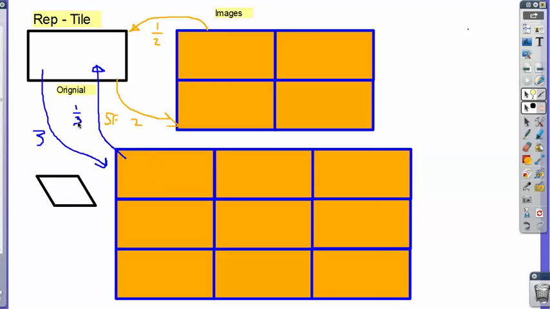So my first question to you is this. Is a scale factor directionally dependent? In other words, does the scale factor between two images depend on which is the original and which is the image? Or is it always the same no matter what?